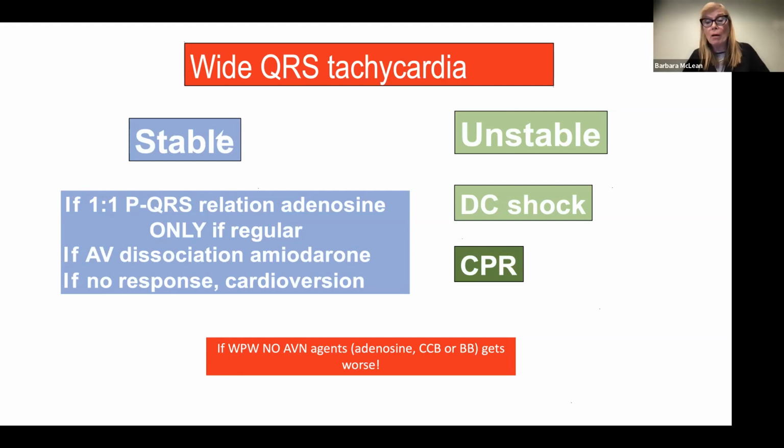And if they don't get any better and you gave 6, 12, 12, cardiologists will sometimes give more adenosine. But why? It didn't work when I gave 6, 12, and 12. Let's not do it. Let's move on to the next step. And of course, the best step, always, always, always, cardioversion.